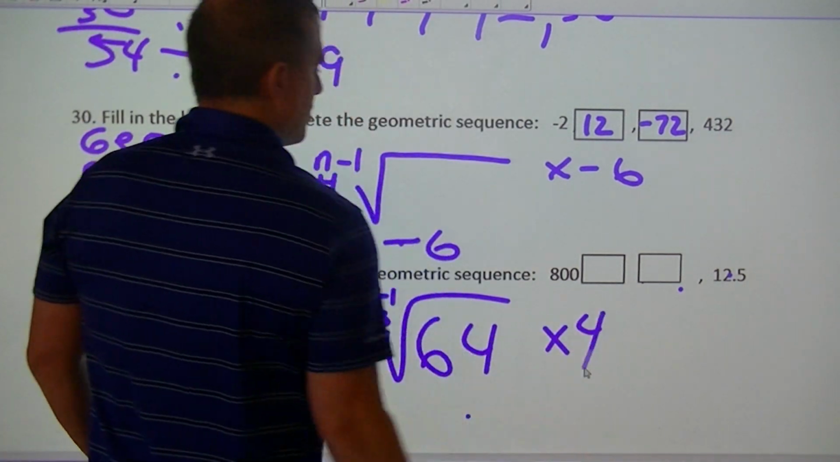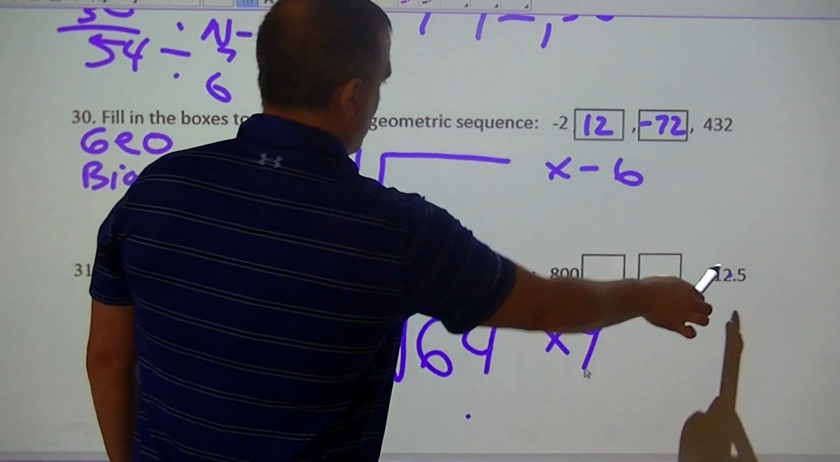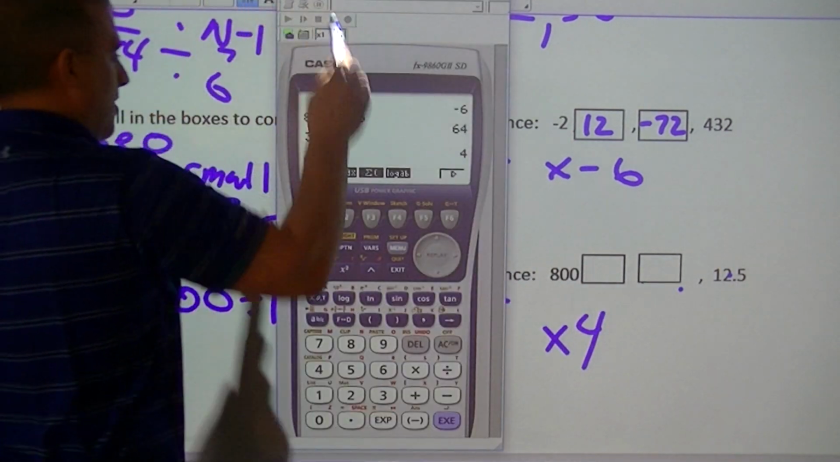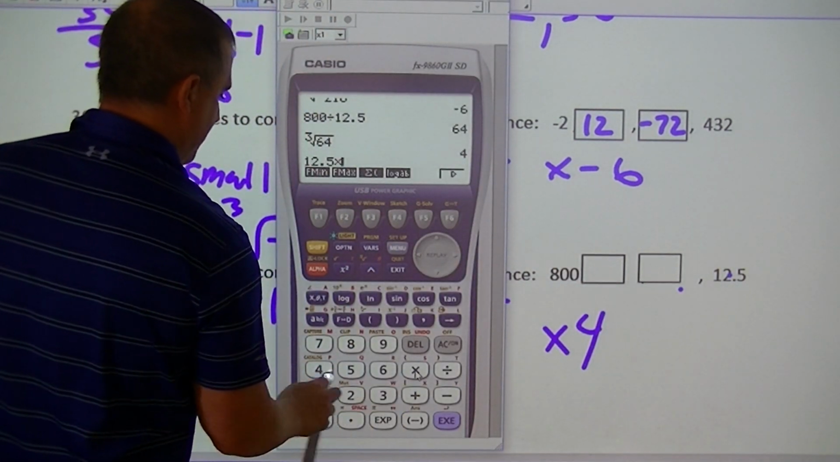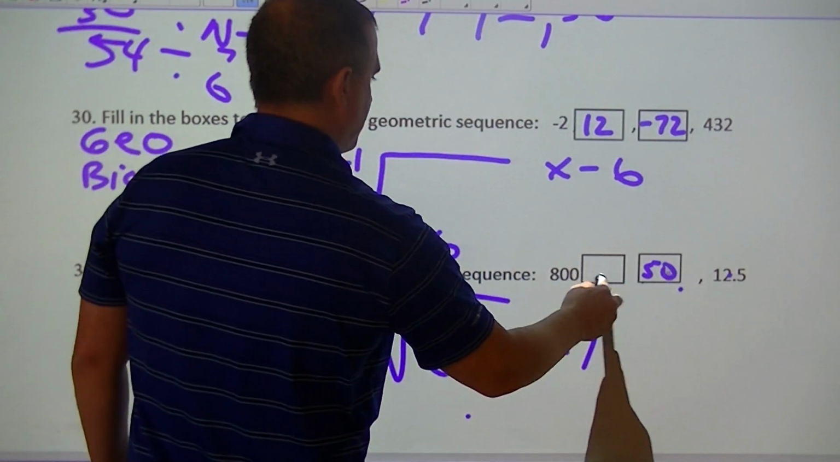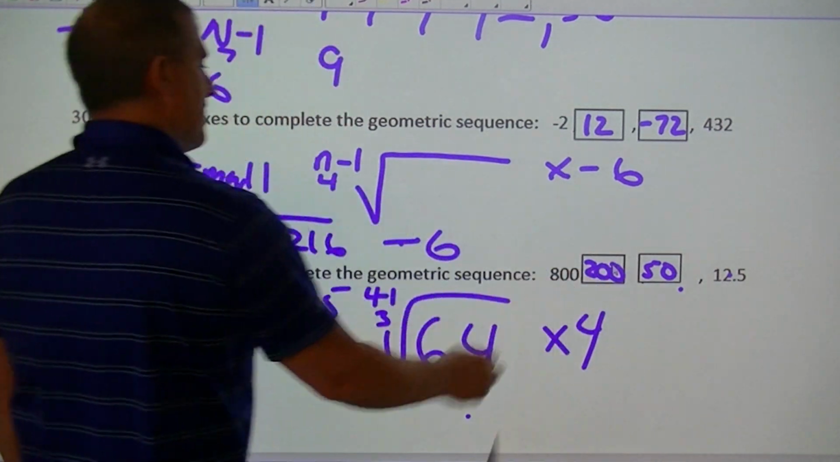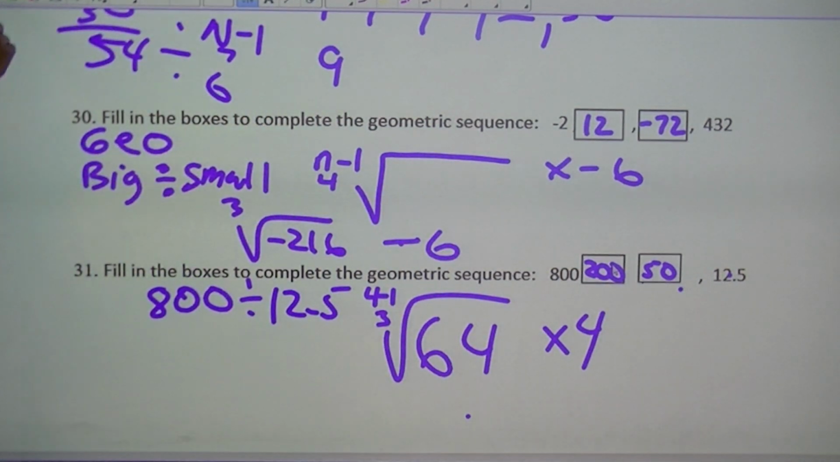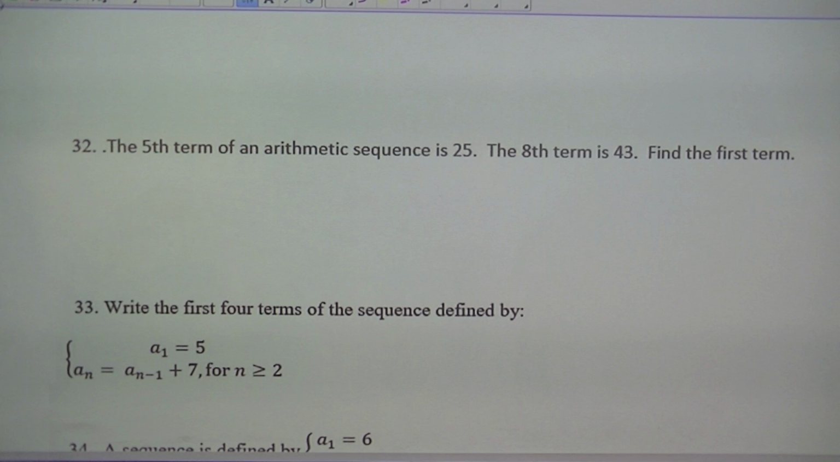Now, once again, use logic. If I multiply that by 4, it wouldn't get to that. So I'm going to go the other way. I'm going to do 12.5 times 4, which is 50. 50 times 4 would be 200. 200 times 4 would give me that. Okay? I think we're moving to the last page.